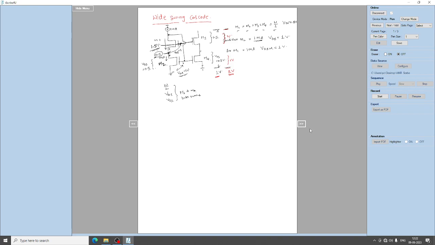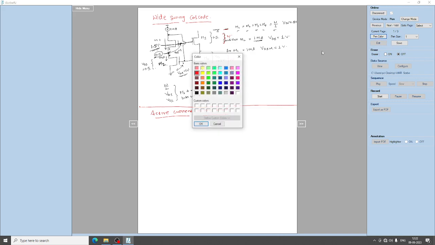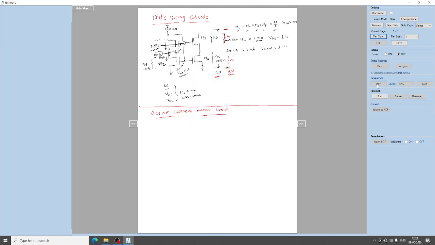Okay, coming to the next topic, which is the active current mirror acting as a load. The active current mirror acting as a load here. I'll draw the circuit of the active current mirror first.